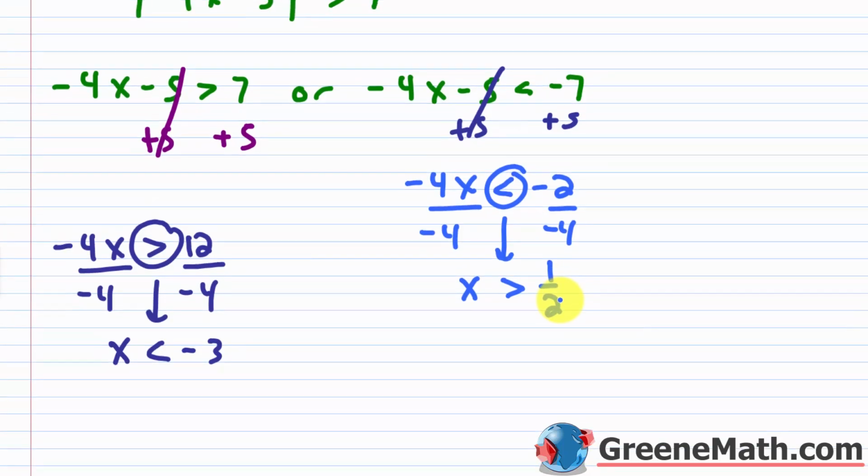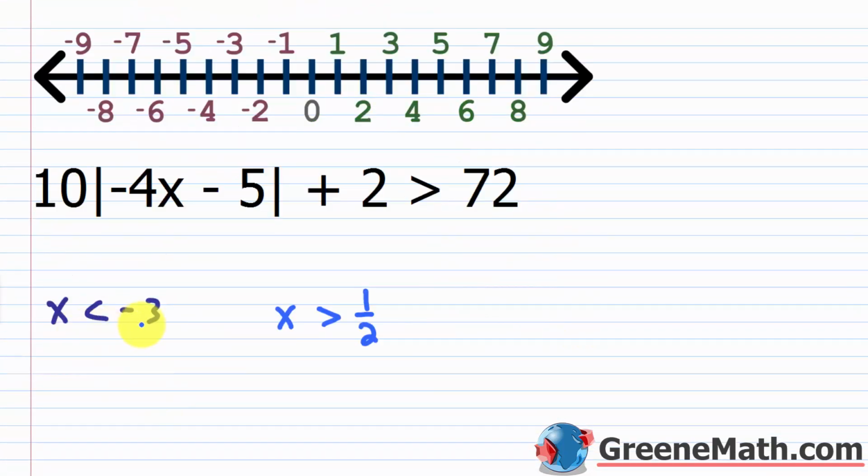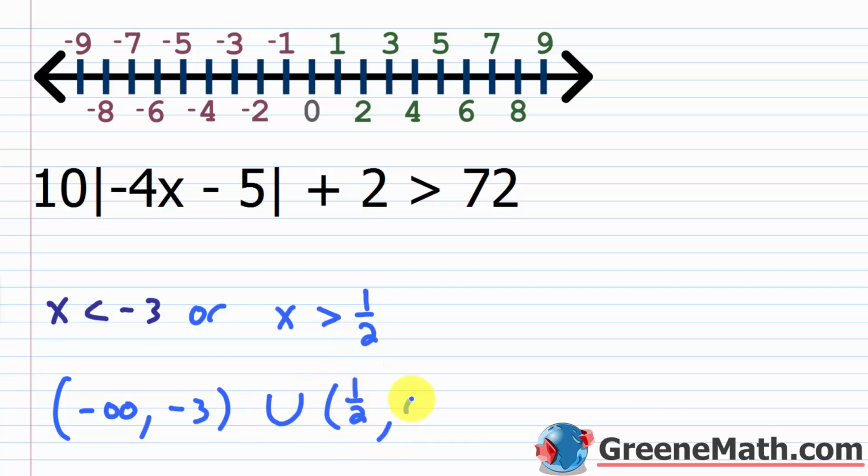All right, let's erase everything. So we can write our solution as x is less than negative 3 or x is greater than 1/2. Again, in interval notation, you're coming from negative infinity up to but not including negative 3, so the union with, you don't include 1/2, but out to positive infinity. So again, negative 3 and 1/2 are not included. You have a parenthesis next to each.